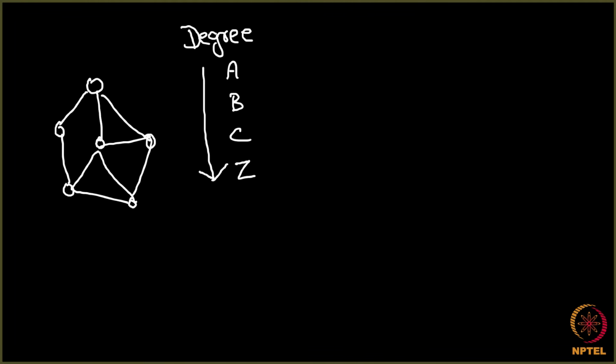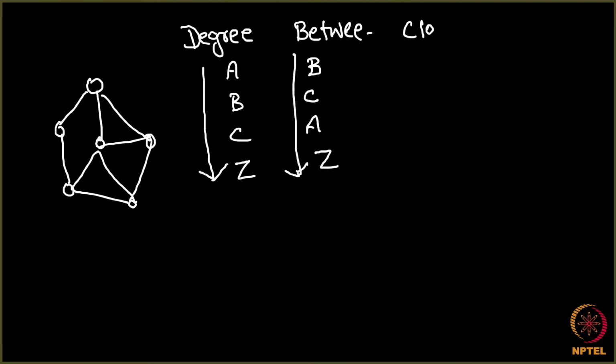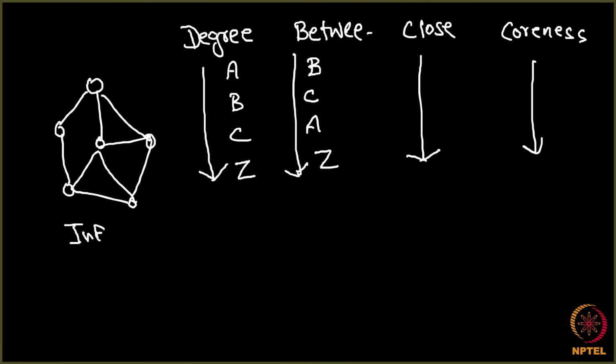And similarly, we are going to look at betweenness, and arrange these nodes with the highest betweenness over here, least betweenness over here. Similarly, we are going to do it for closeness, and we are going to do it for coreness. And our aim is to see which out of these 4 measures is most related to the influential power of a node. So we'll take a new list corresponding to the influential power.